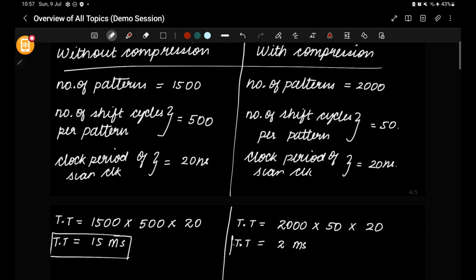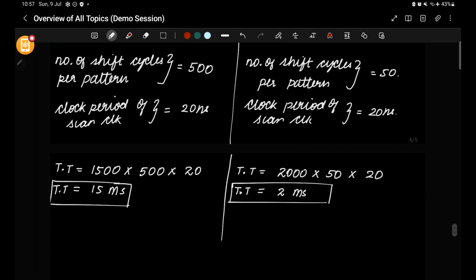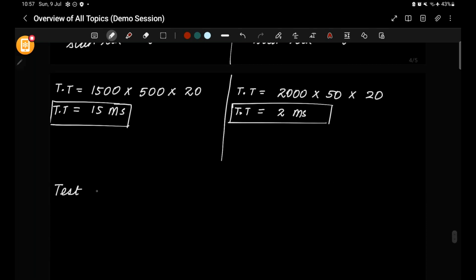So if you see, test time with compression is less compared to without compression. This is how you can tell that one need of compression is to reduce the test time. Same way we can do it for test data volume. So, test data volume reduction.